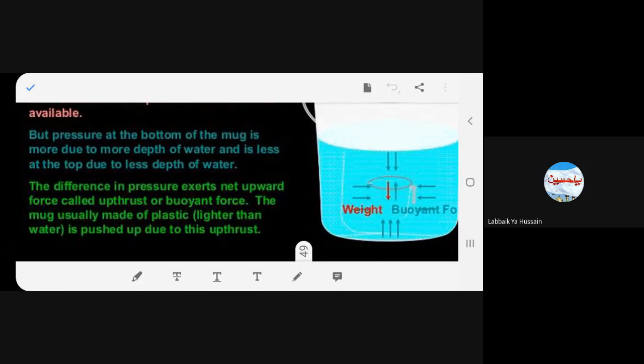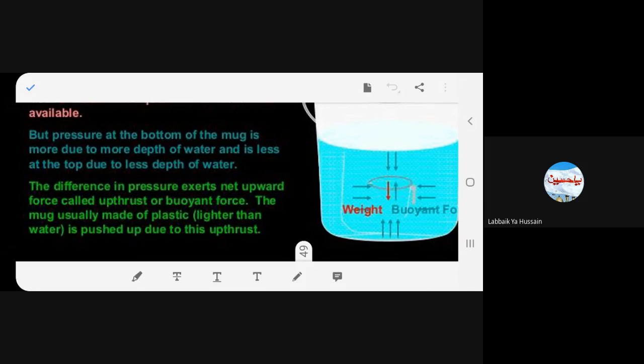This is only due to buoyant force. Because at that time it was filled with air, so we could feel the weight of the mug. But when it goes inside the water, we don't feel the weight of the mug. Did you understand? When the buoyant force is more, we can feel the pressure on the mug. That is the upthrust, by the liquid onto the mug.